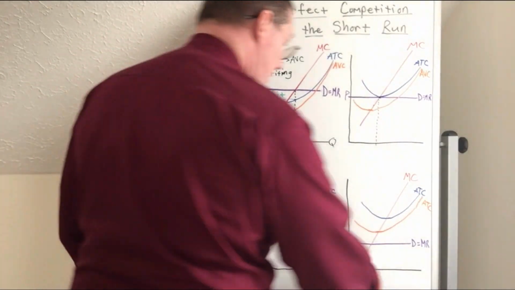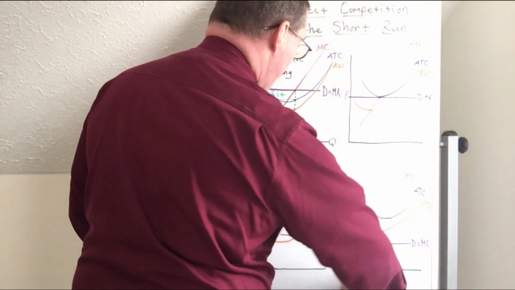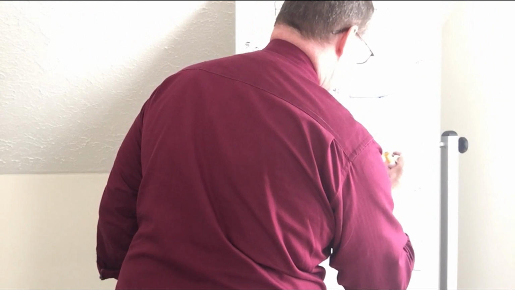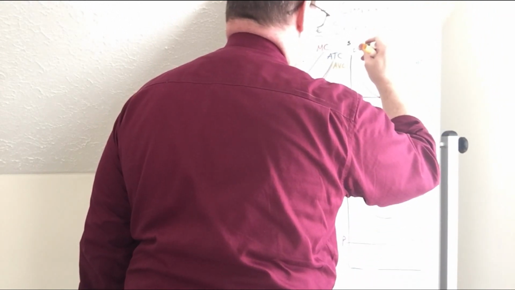Well, we can show that that's definitely happening here because let's take our profit maximizing quantity here. So we'll put QPF, and once again, this is the quantity axis, this is the dollars per unit axis.